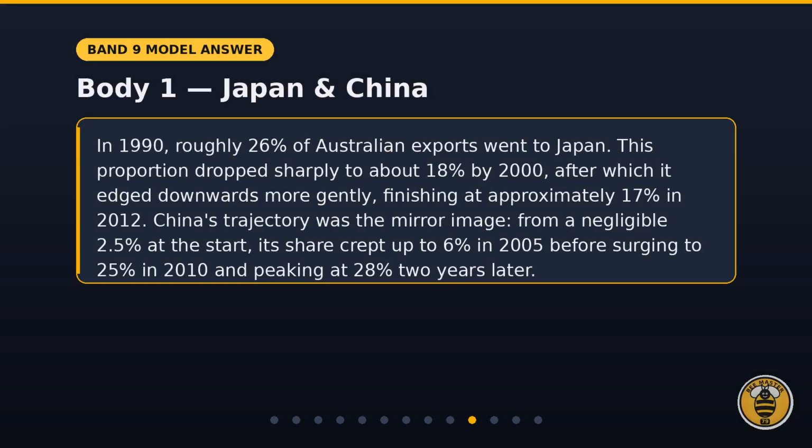Body paragraph 1. The 2 giants. In 1990, roughly 26% of Australian exports went to Japan. This proportion dropped sharply to about 18% by 2000, after which it edged downwards more gently, finishing at approximately 17% in 2012. China's trajectory was the mirror image. From a negligible 2.5% at the start, its share crept up to 6% in 2005 before surging to 25% in 2010 and peaking at 28% 2 years later.